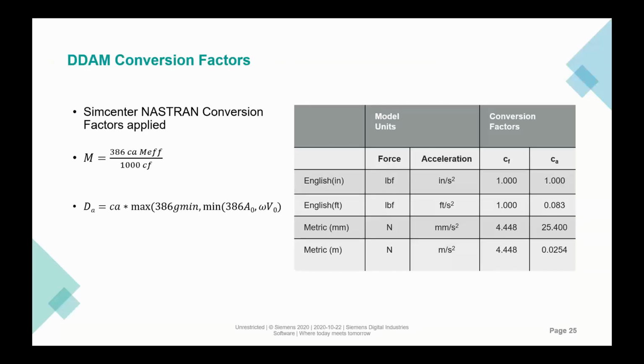And here are the basic DDAM calculations. And like I said, if you model in inch-pound-second mass units, then Femap's going to take care of everything properly, or actually NASTRAN is. It divides by 1,000 to correct it to kip mass.